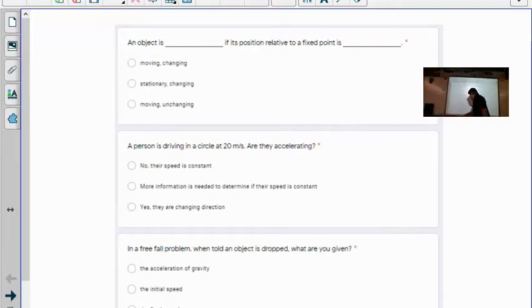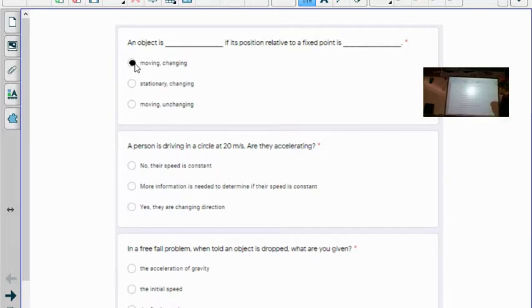All right, guys, I'm going to run through this fairly quickly, and hopefully it will make sense to you. So first off, an object is at rest if its position relative to a fixed point is not changing. It is moving if its position relative to a fixed point is changing.